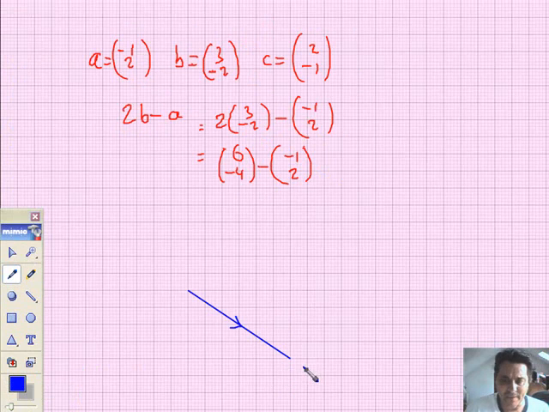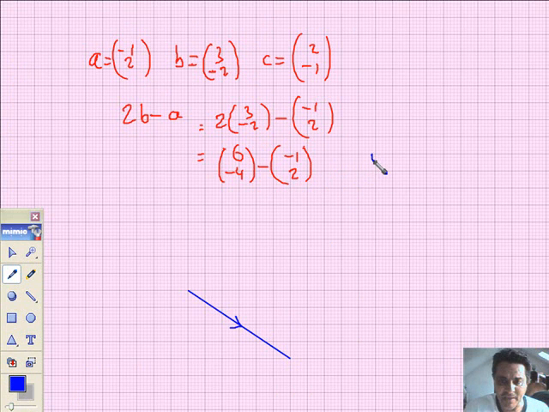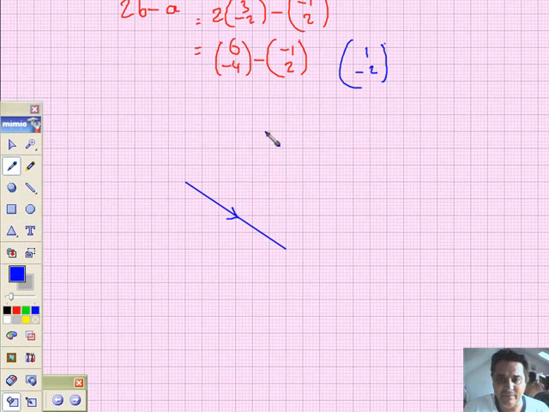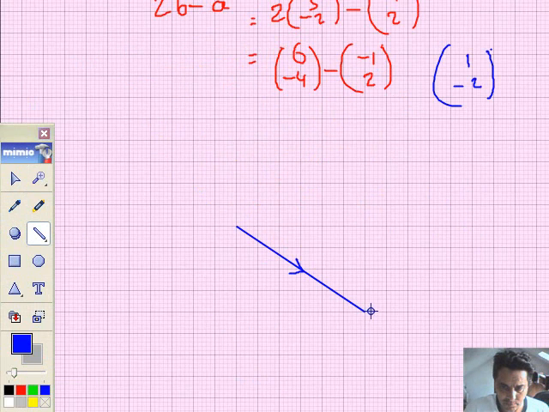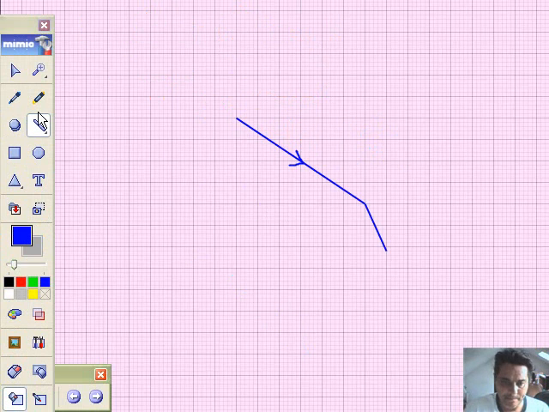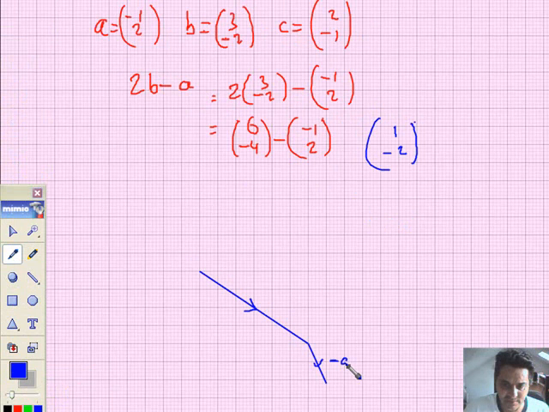And then I've got to minus 1, 2. Essentially, minus 1 means plus 1, and minus 2 means minus 2. Effectively, I've got to do that, haven't I? So I've got to go 1, minus 2 from that point on. So 1 across, and minus 2. 1, 2. Alright. So that counts for minus a. So arrow there. That's the minus a part.